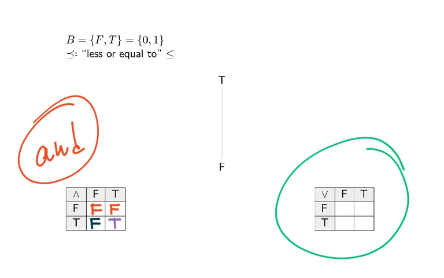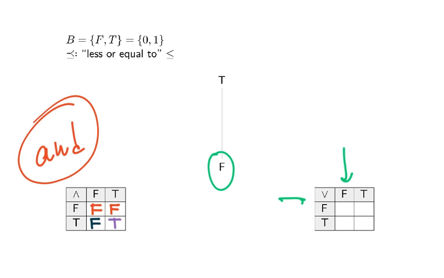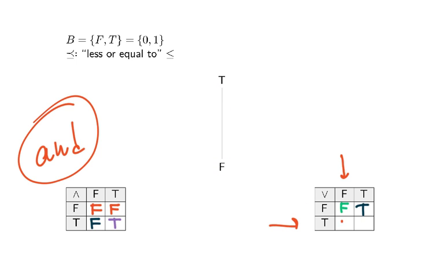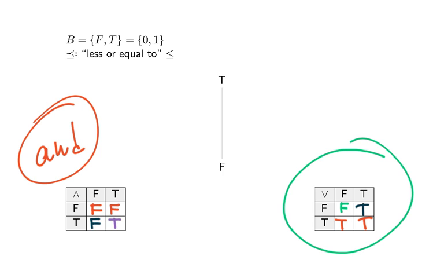Let's construct this other table for the join. Remember that the join is the least upper bound. So when we do f and f, the least upper bound is going to be f. When we do f, true, the least upper bound is true. So we'll put a true here. When we do true, false, by symmetry, it's the same thing. We're going to get true. And when we do true, true, the least upper bound is going to be true. So let's look at the table that we got here. False, false, false; false, true, true; true, false, true; true, true, true.